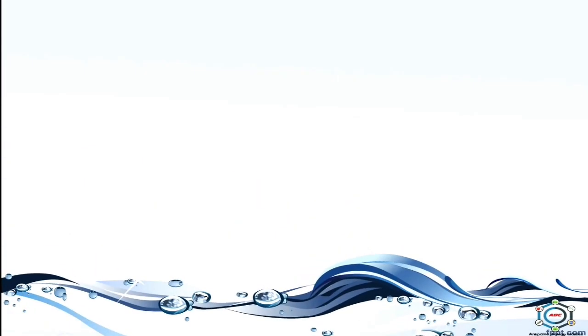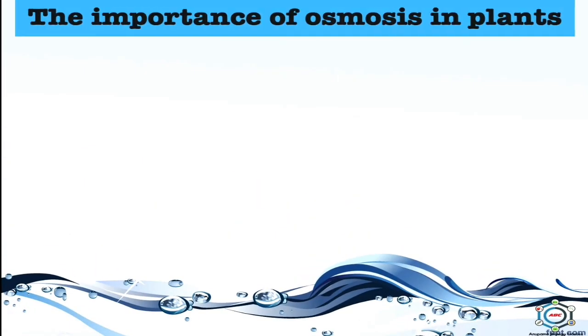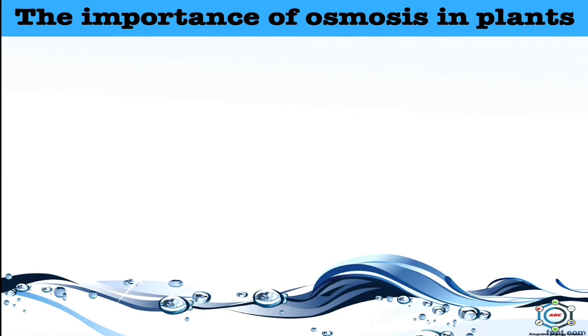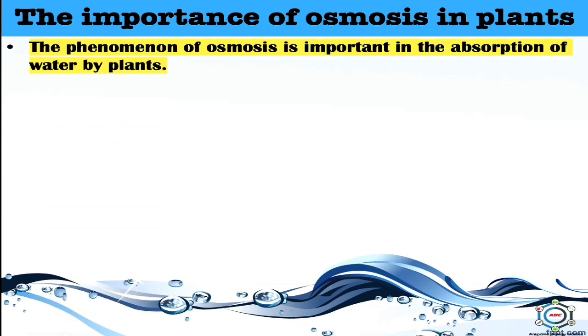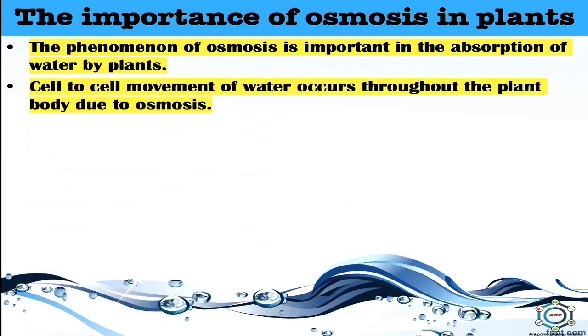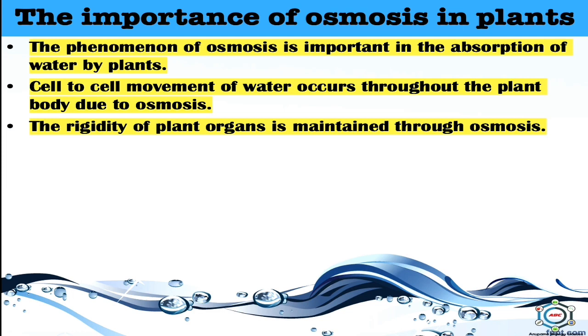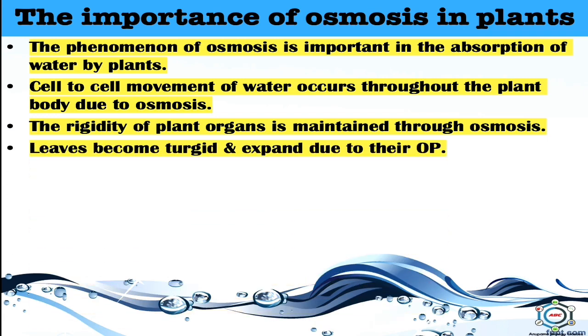Now, after this, here is the importance of osmosis in the case of plants. So, what is the importance of osmosis? The phenomenon of osmosis is important in the absorption of water by plants. Cell to cell movement of water occurs throughout the plant body due to osmosis. The rigidity of the plant organs, that is the shape and form of the organ, is maintained through osmosis.